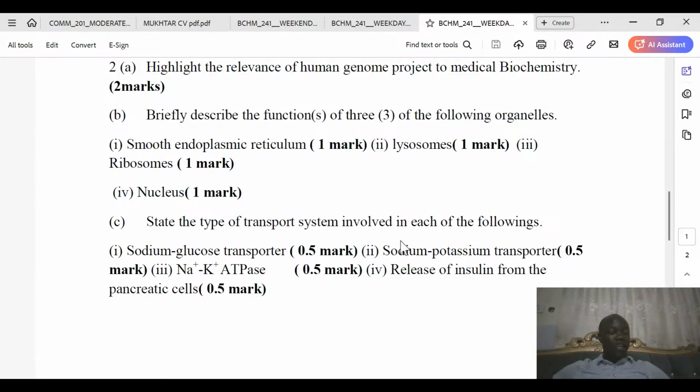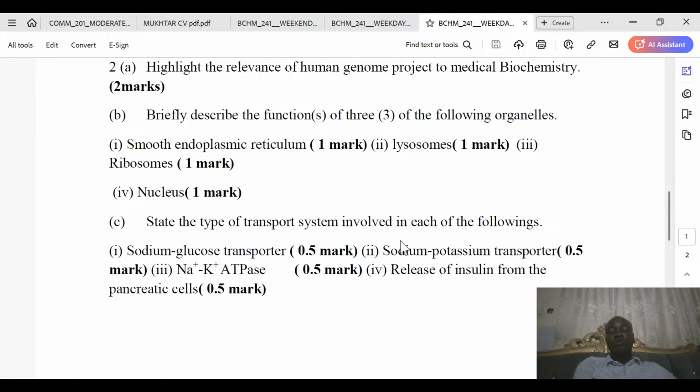Excellent, Sandra. The answer is primary active transport. So the answer is primary active transport.